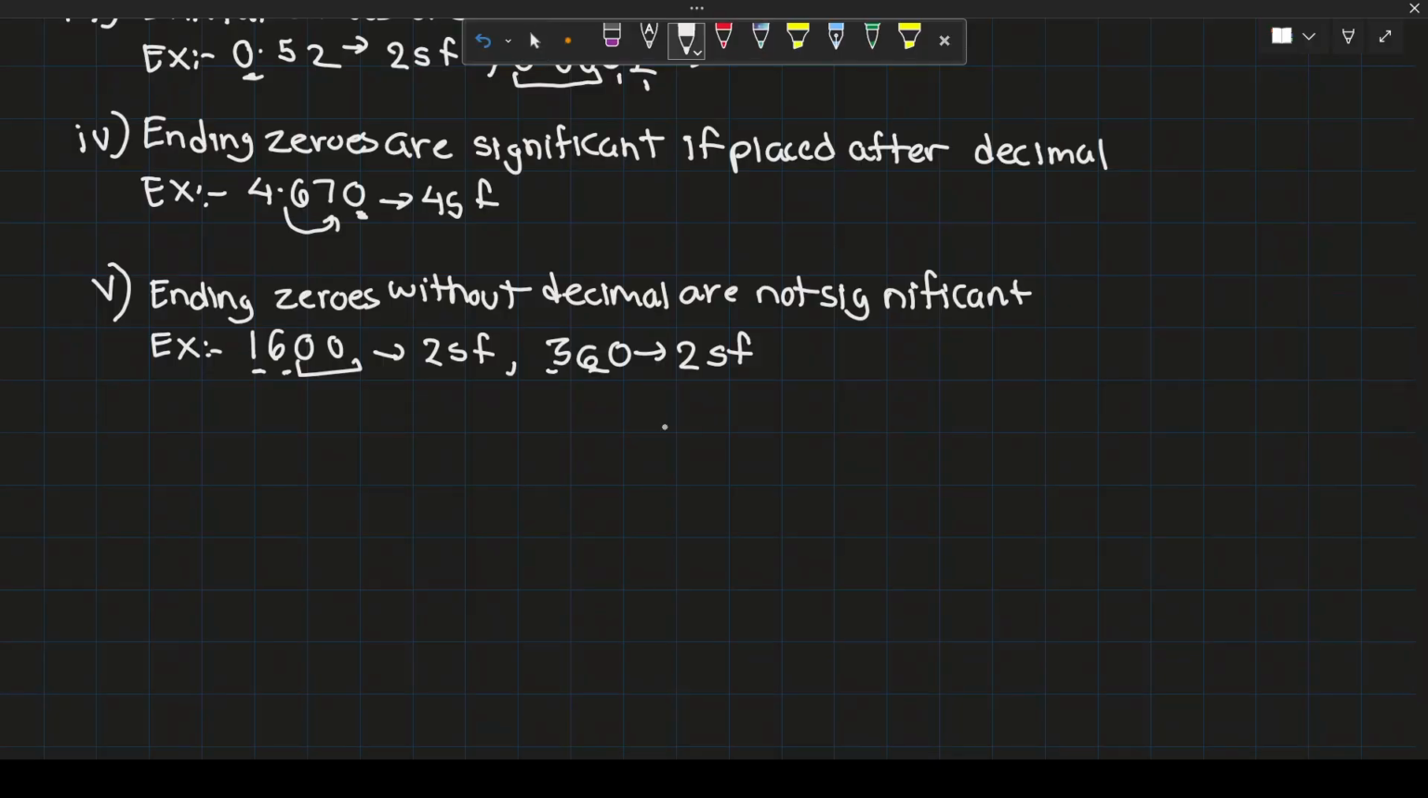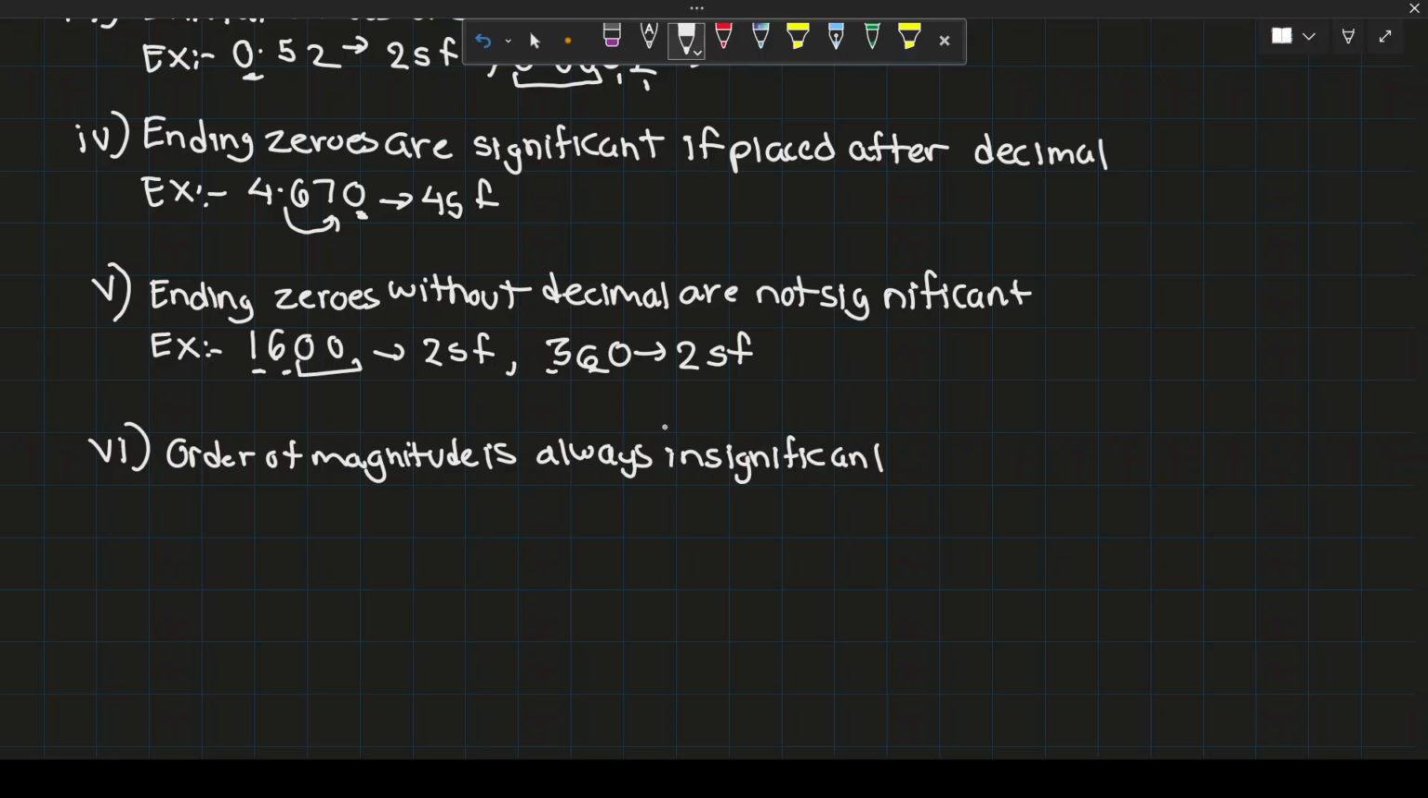Sixth rule, which says order of magnitude is always insignificant. Like let's say for example we take a number 4.8 into 10 to the power 5. So this is considered insignificant. We only consider these two. So the number of significant figures will be 2.